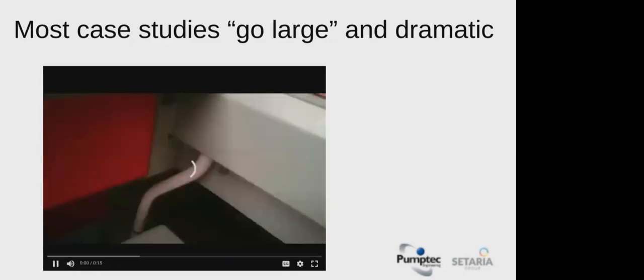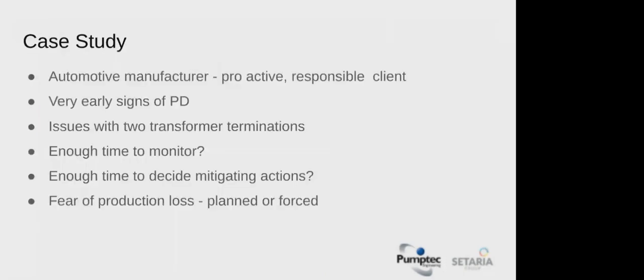But what we're actually going to be doing is looking at a UK automotive manufacturer, a proactive, good client of ours, who was concerned about early signs of PD. So we went over and did a partial discharge survey, and we found a couple of transformer terminations that had small issues with them. And that gave us the questions which the case study is going to answer.